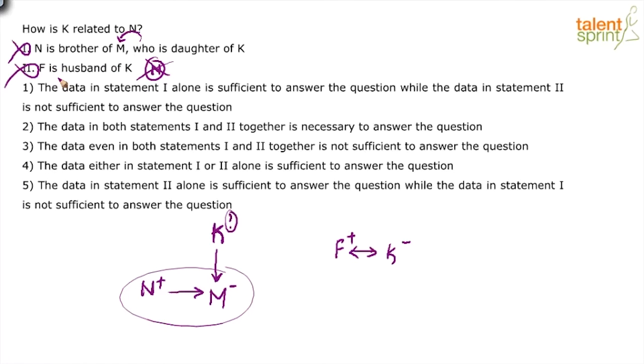Now, when you know that the statements independently fail to give the answer, we have to go for the combination. The moment you combine, what happens? From statement 2, we know that K is the wife of F. It's a husband and wife couple, I mean pair. So K is the wife of F.